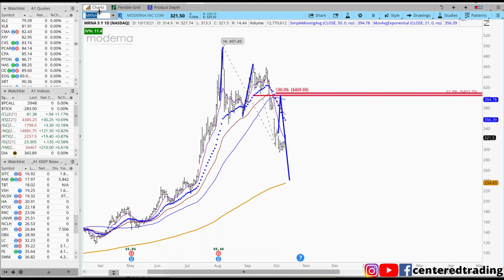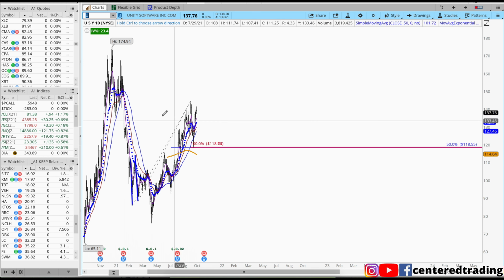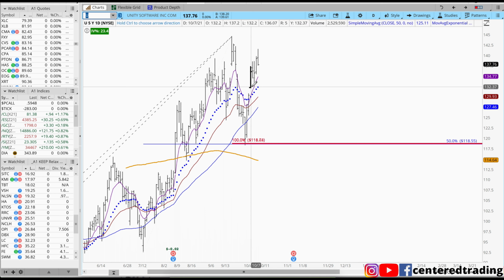Next we have Unity on the 7th. This is a long recommendation and so far it's performing nicely to the upside. So continue to ratchet up your stops.